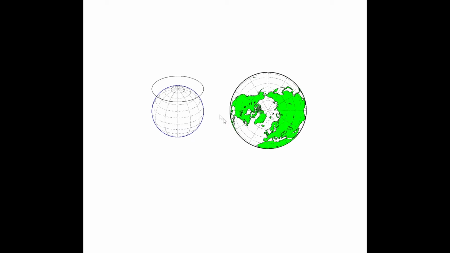And so with the azimuthal maps, what they've done is they take a disc or a sheet of paper even, and they just touch it to the surface at one point and project onto it like this. And what that does is that creates a point of tangency. So they have one point where it's most accurate, and then as you move out from that, your level of distortion increases. And so those aren't quite as common.